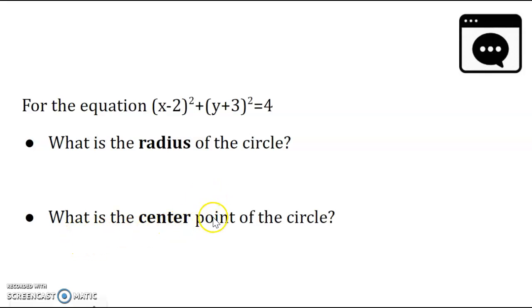What is the center point of the circle? What is the number being subtracted from x? That's going to be 2, so it's going to be 2 comma. Now we need to convert this to minus, so it has to be y minus minus 3. So the center is going to be 2 comma negative 3.